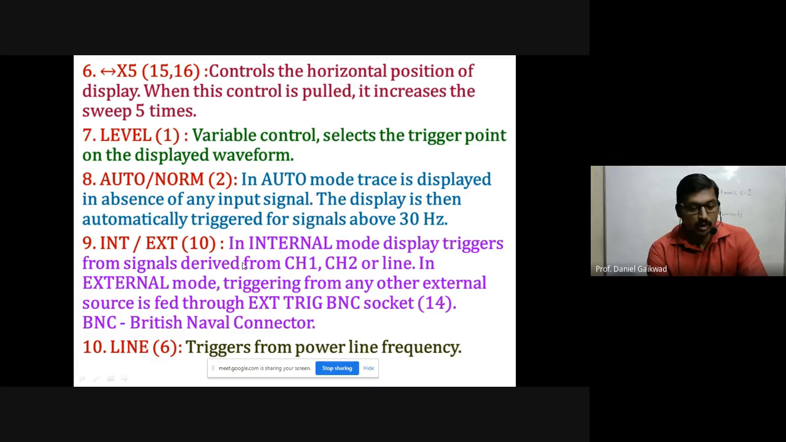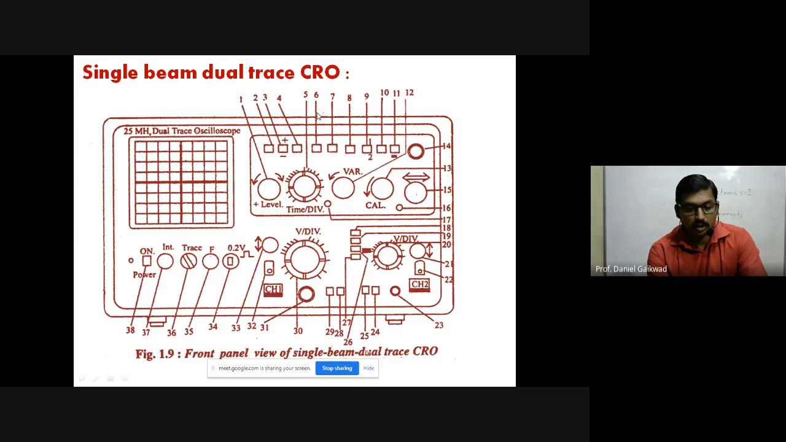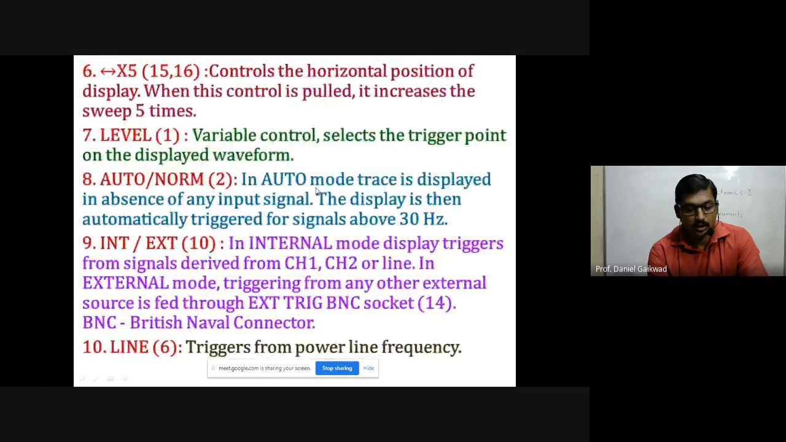So this is number 10th. Now the next 10th number point, line, key number 6th. Here we have line. Now check carefully. Trigger from power line frequency. So triggering can be done from line frequency, the AC mains line, and from that we have power line frequency.